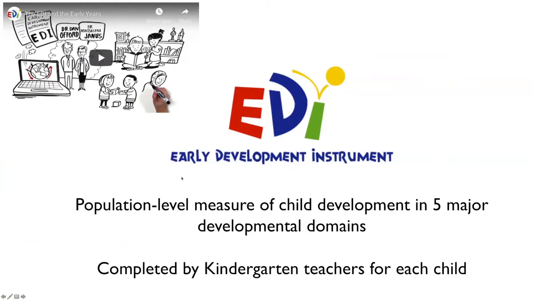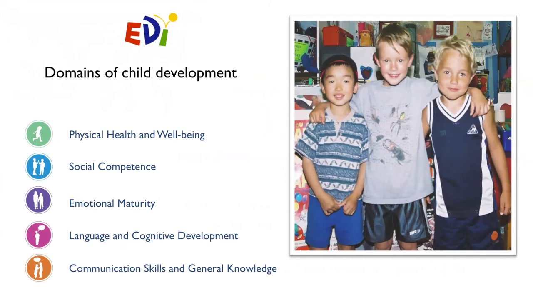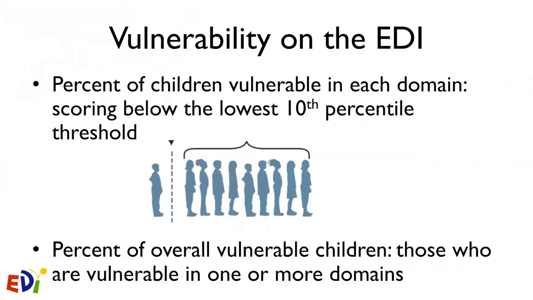Next slide, please. Thank you. So these are the 5 domains of child development that the EDI covers: physical health and well-being, social competence, emotional maturity, language and cognitive development, and communication skills and general knowledge. Next slide, please. The main measures of the EDI are the mean average scores on each of the 5 domains. We do not recommend use of a total score, because if we average all 5 domains, we may have children who do well in one area of development but not so much in another, and it would hide their vulnerabilities.